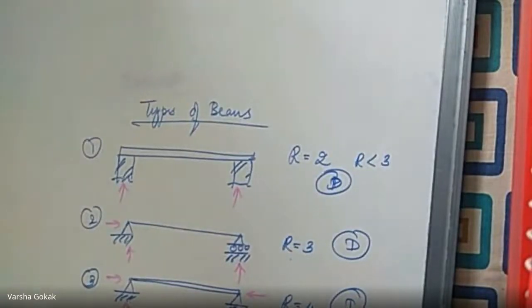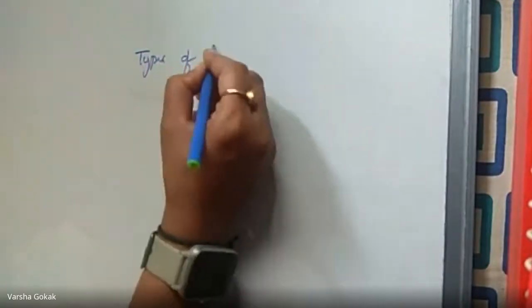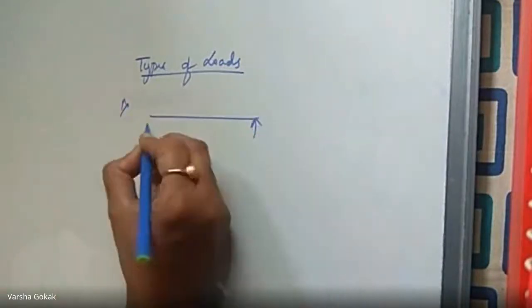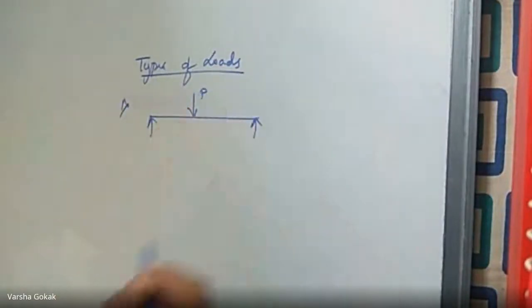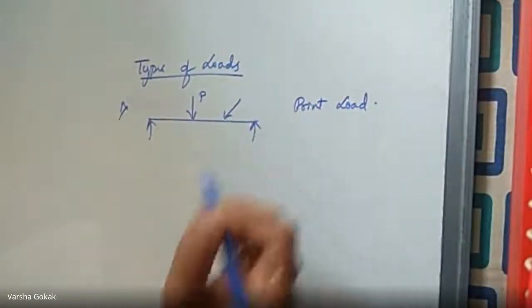So according to this determinate and indeterminate, in the entire subject of analysis of determinate structures, we will be dealing only with cases wherein we can find the reactions using the equations of equilibrium. Is it clear? Now, if I want to talk about loads, types of loads, I will draw the loads and you tell me what type of load it is. So this is a beam and this is a load P. What type of load is this? Point load. This is a point load. Correct. It can be like this or it can be like this also.